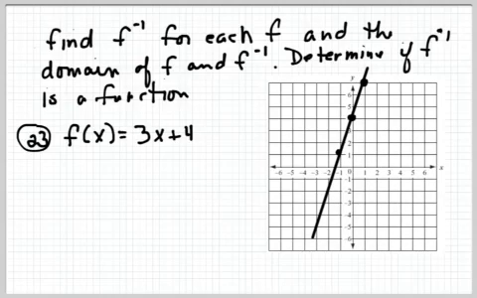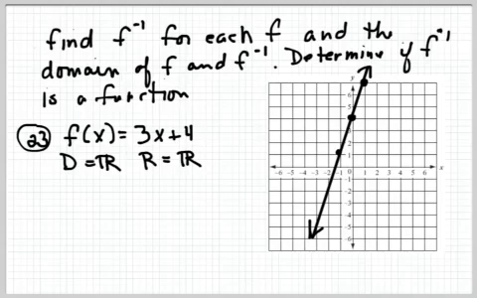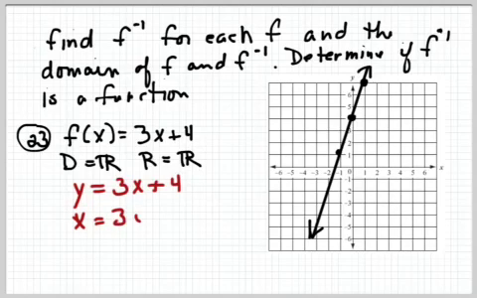So it's this line right there. Now this line goes forever downward, forever upward. So our domain for this is all real numbers, and our range is all real numbers. It goes forever in the x directions, and it goes forever up and down. Next we find the inverse of it. So we're going to write it in y notation. We're going to flip-flop x and y, and we'll solve for y.